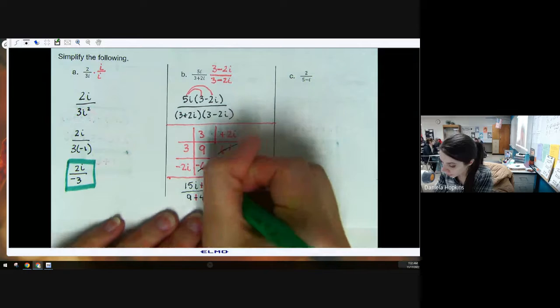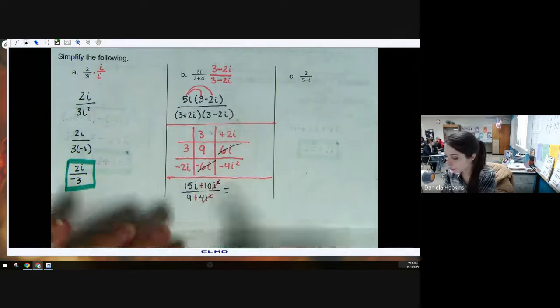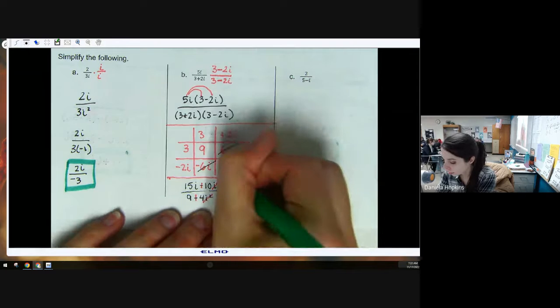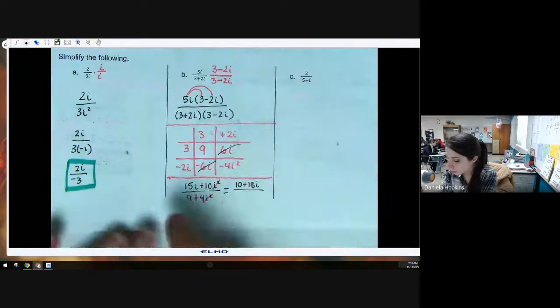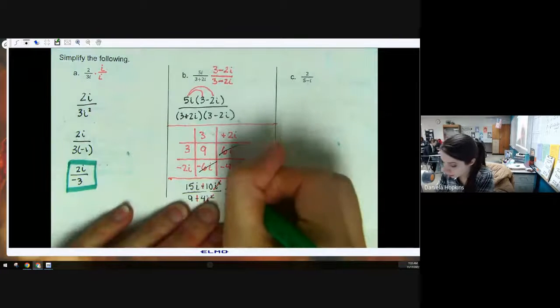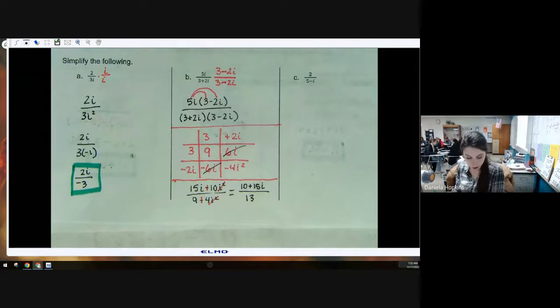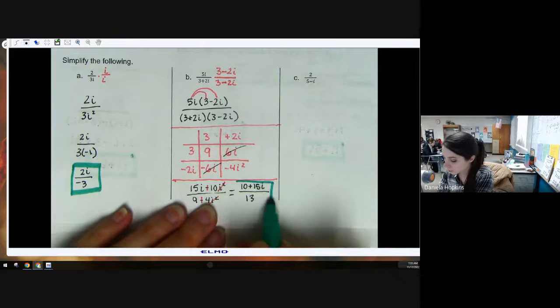So really, and remember real part first, then imaginary part, this is a positive 10 plus 15i over, what's 9 plus 4? 13. Okay, we have just rationalized that crazy fraction. Quite the process, right? Almost makes you miss the square roots.